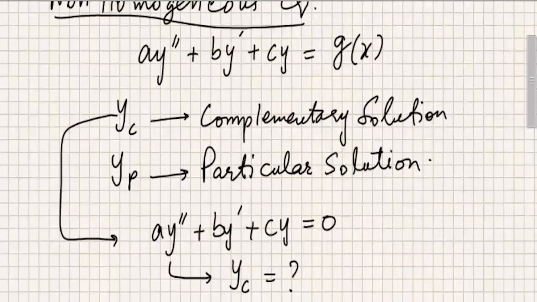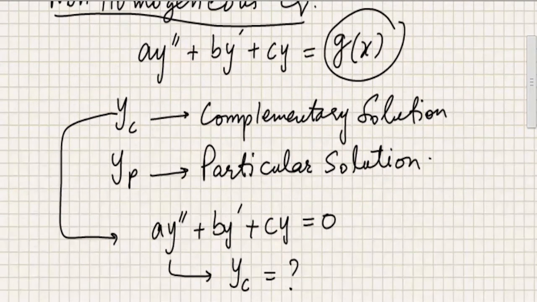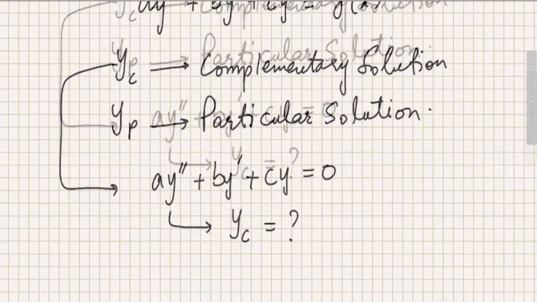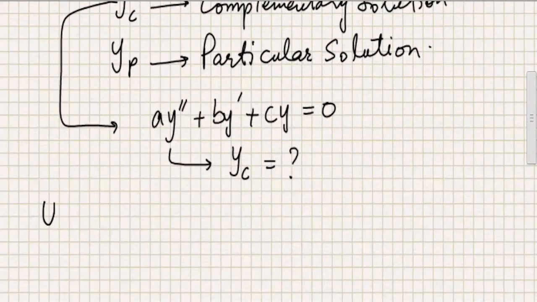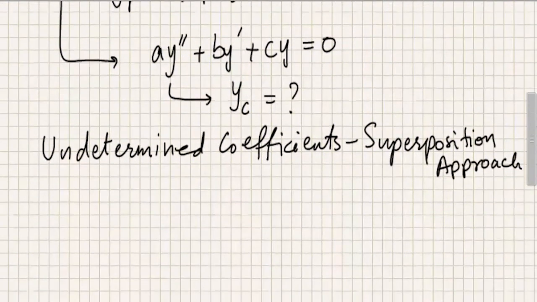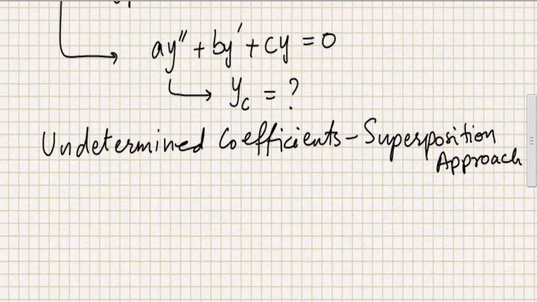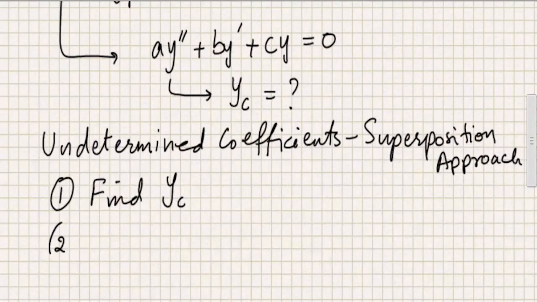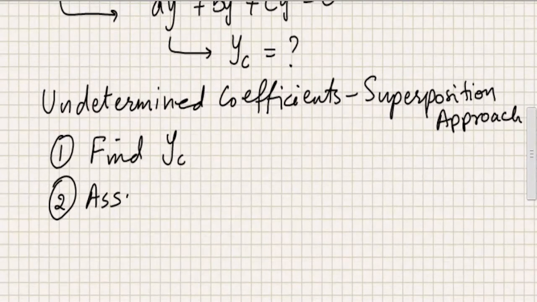Then we take the right hand side, which is g of x, and we use some other method which I am about to tell you, the undetermined coefficients superposition approach. So this method will take the complementary solution and it will use that solution not in a direct manner but indirectly. So what we do is, let me write an algorithm for this method. The first point would be find the complementary solution yc. The second step would be assume an appropriate yp.